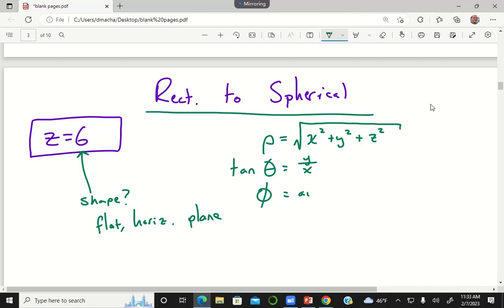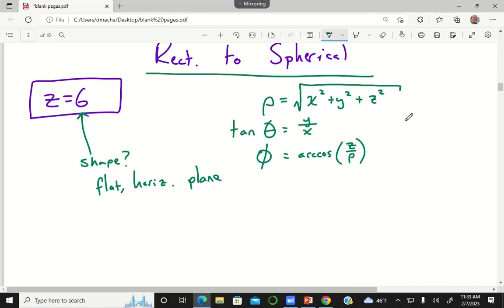yeah, I think you're right. I think it was arc cosine of, was it z over rho? Yeah, because cosine of phi would be adjacent over hypotenuse, that would be z over rho. Okay, so pretty confident that these are right.